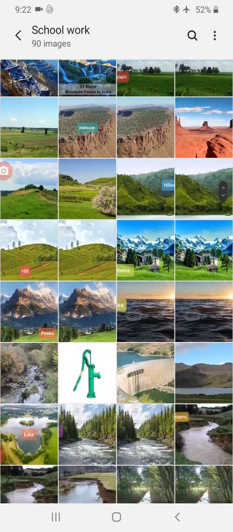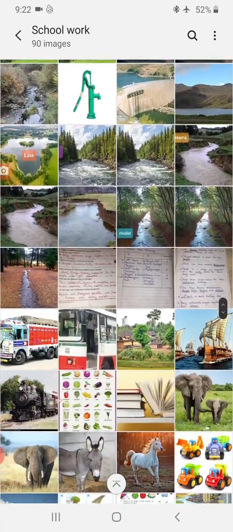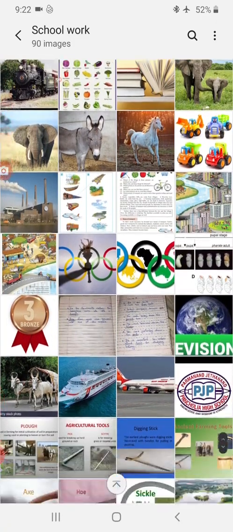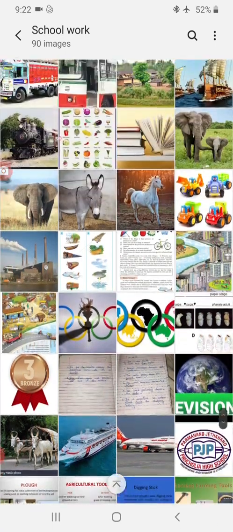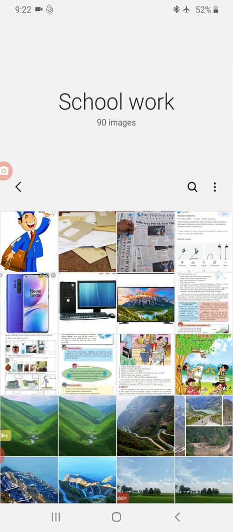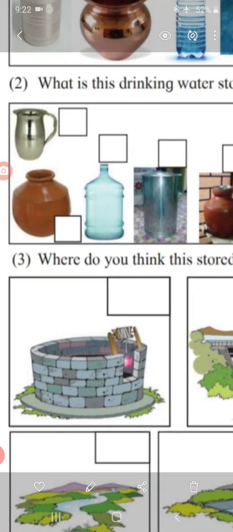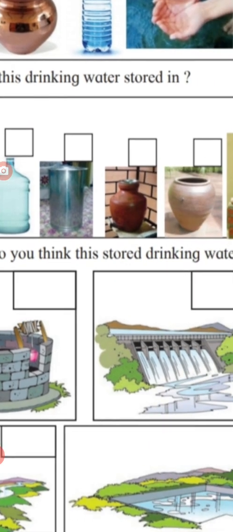Okay, I don't have the picture over here. In the textbook it is already there, the picture shown over here. This is the well. Okay, this is called well. So some people construct well so that they get the water.